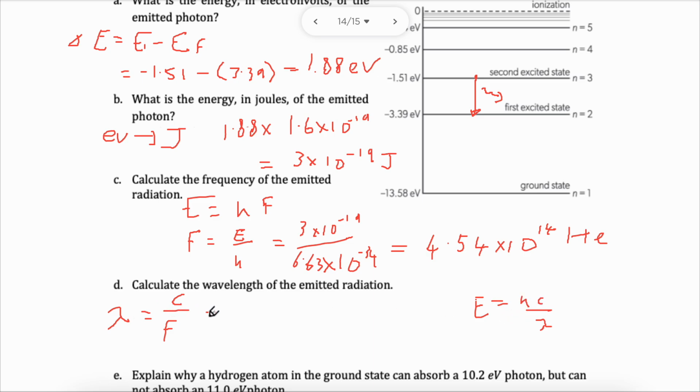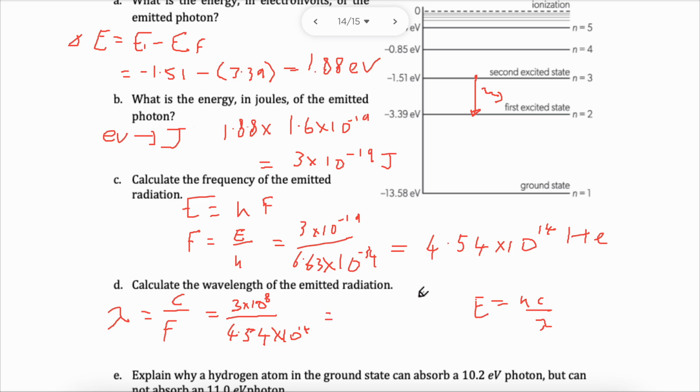It's fine. But I'm going to keep it simple. I'll just do 3 times 10 to the 8. Both answers will be correct. And we'll divide that by my frequency, which is 4.54 times 10 to the 14.